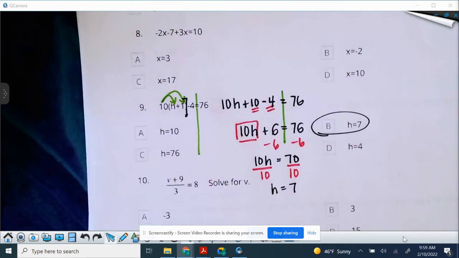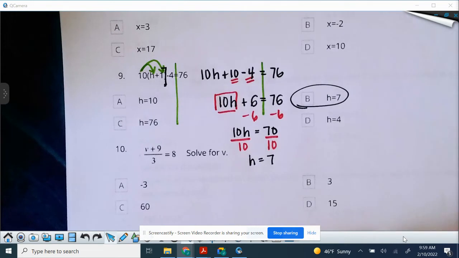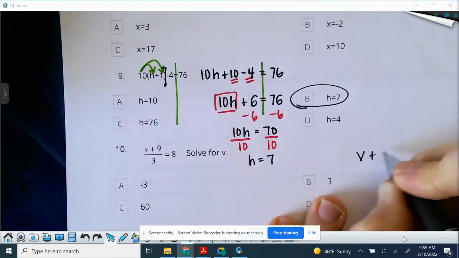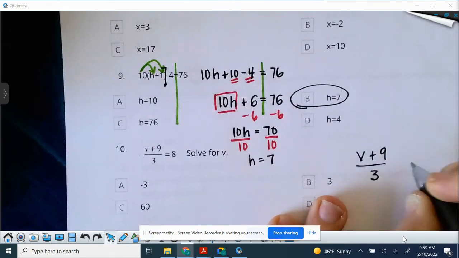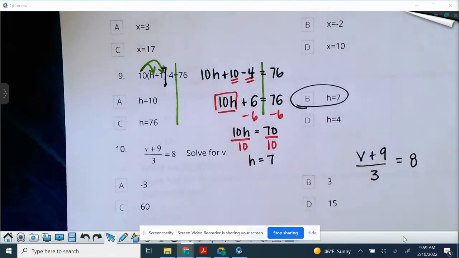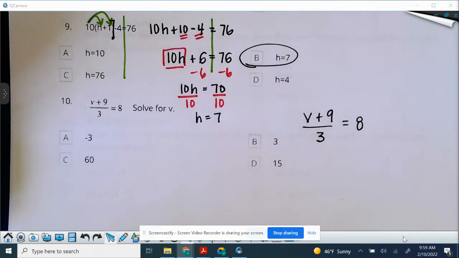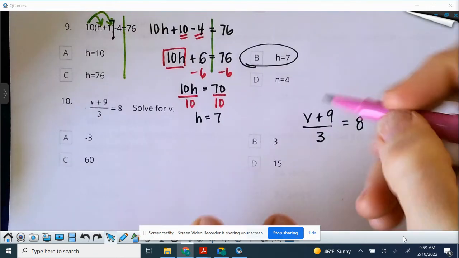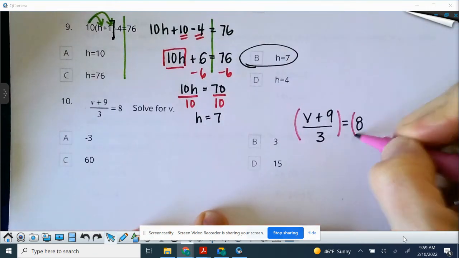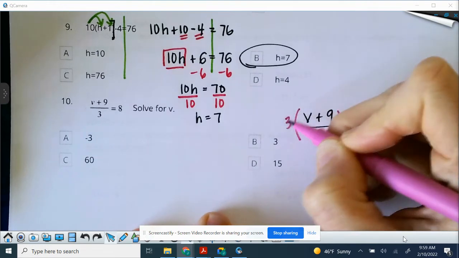Number 10 is a great one. Again, it takes just doing a couple of them for most people to get them. So V plus 9 over 3, and I'm just writing it over here for more space. So we need to get V by itself. 3 is in the denominator, so that has it all tied up in a hot mess. So we're going to try to get that 3 out of the denominator first. That is a division problem. So the inverse of division is going to be multiplication. These 3's will go away.